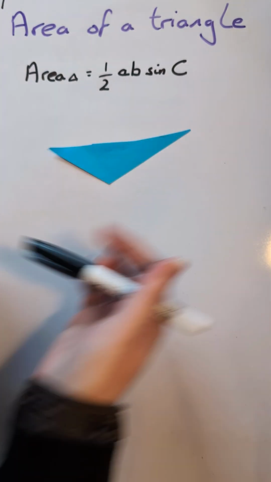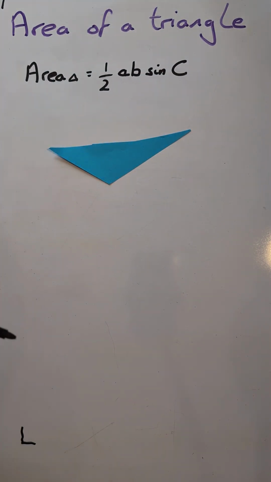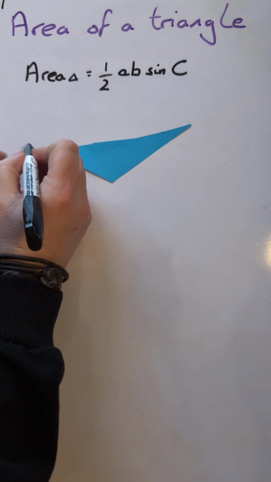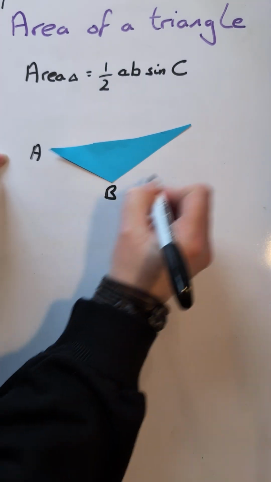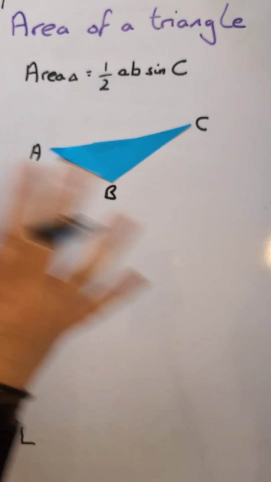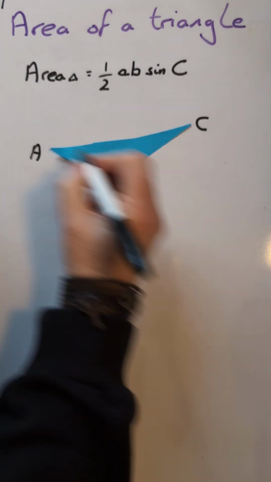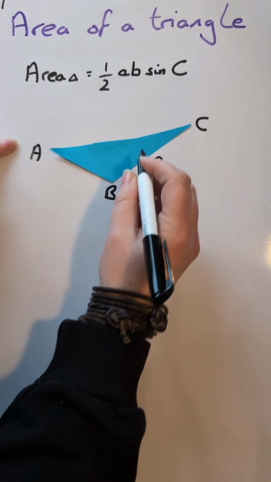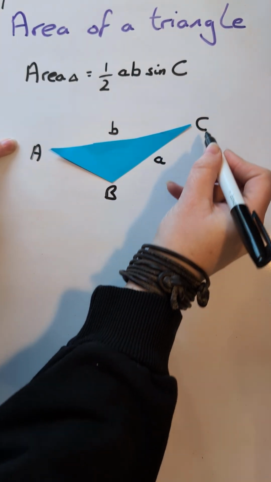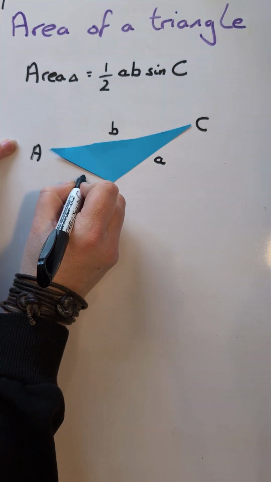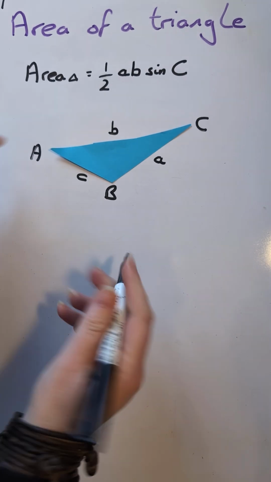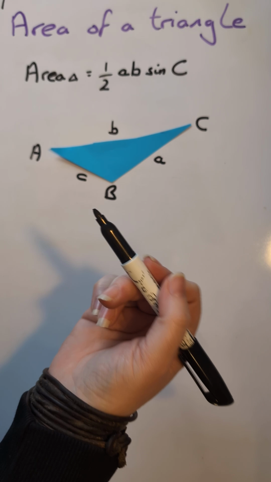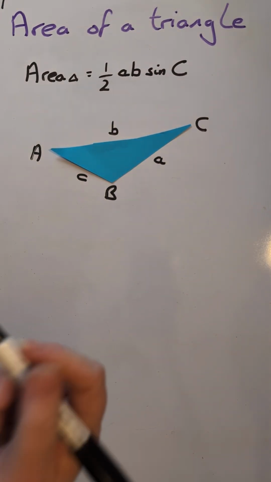So if we take a triangle, any triangle, preferably with straight lines, which mine does not have, and we label it A, B, and C. Doesn't matter which one is which. The opposite side to the capital A will be a small a. The opposite side to the B will be a small b. And the opposite side to angle C will be a small c. That is our naming convention.